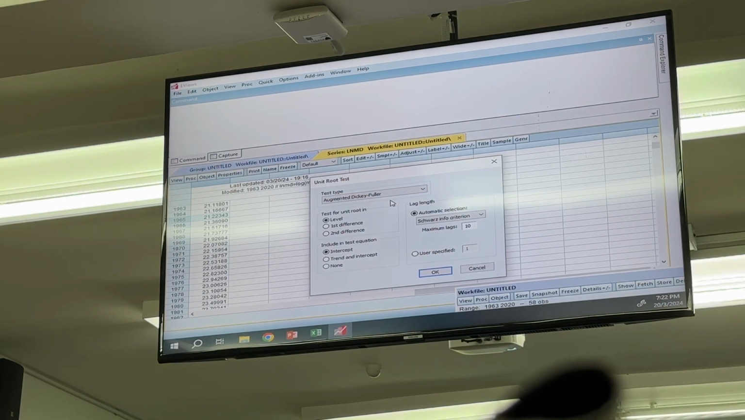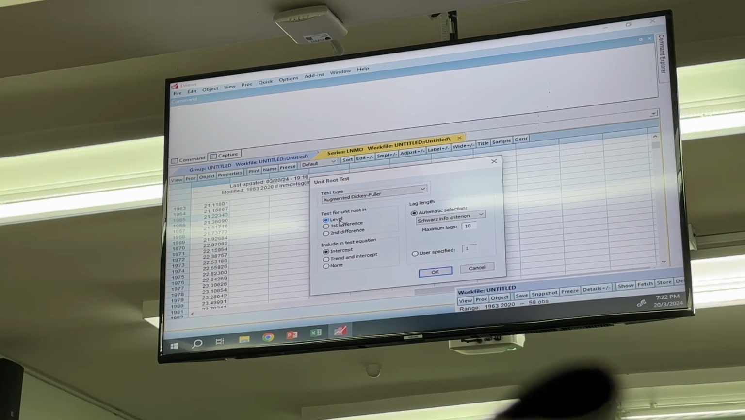The question just now was to test with the drift, with the intercept. So here you can see the test for unit root in the level, first difference and second difference. We first start with the level. It's a normal procedure to start with the level, because I want to see whether the series is stationary in the level.